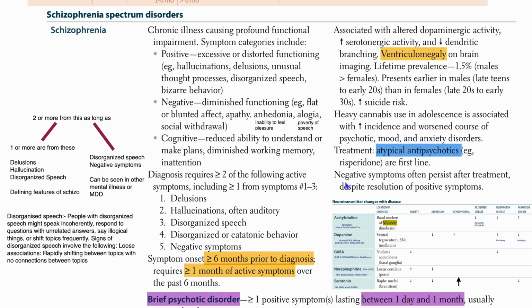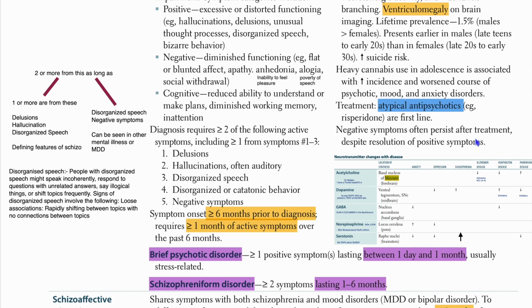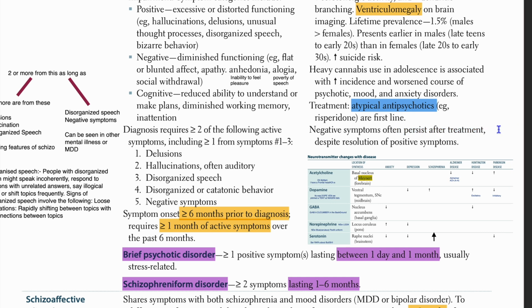Treatment is atypical antipsychotics, for example, risperidone, as first line. Negative symptoms often persist after treatment despite resolution of positive symptoms. So negative symptoms persist often after treatment as well. So negative symptoms would be all of these.